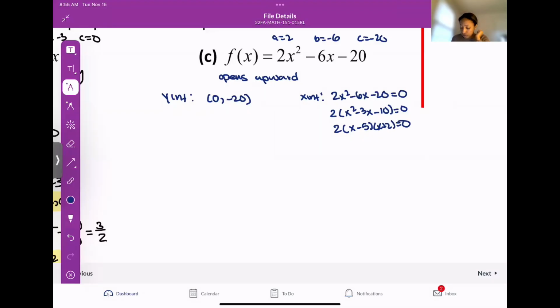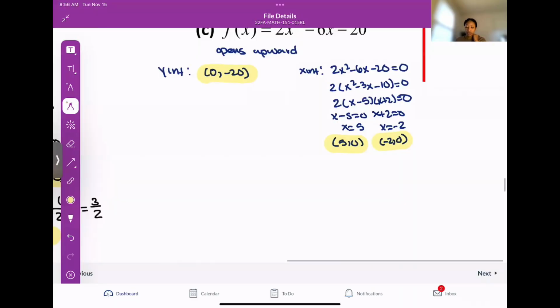All right, if we set those factors equal to 0, 2 can't be equal to 0. So we get x minus 5 equals 0, x plus 2 equals 0, x equals 5, and x equals -2. So our intercepts are (5, 0) and (-2, 0). Right, so (0, -20), and then (5, 0) and (-2, 0), not (2, 0).